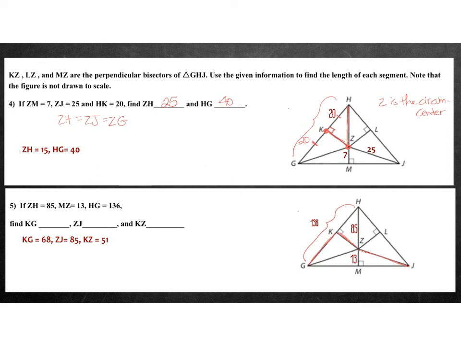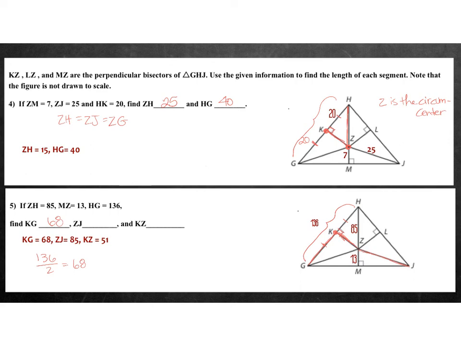KG. Well, if the entire distance is 136, then it follows, if this is a perpendicular bisector, and that makes K my midpoint, that both KG and KH would add up to 136. So each side would have to be half of that. If you divide your 136 by 2, you get 68. So my KG then would be 68.